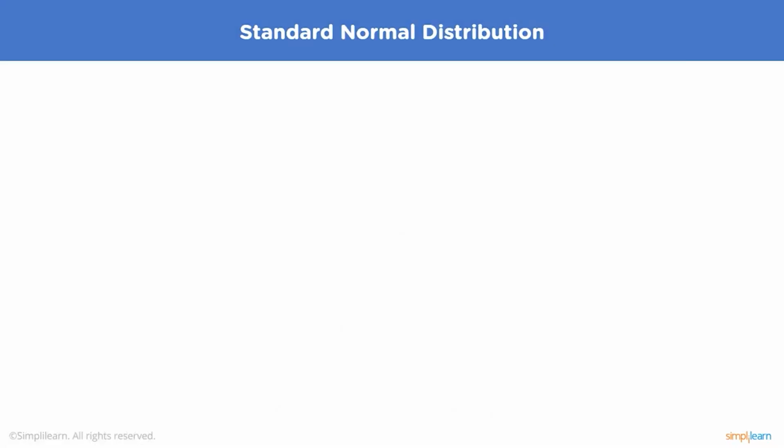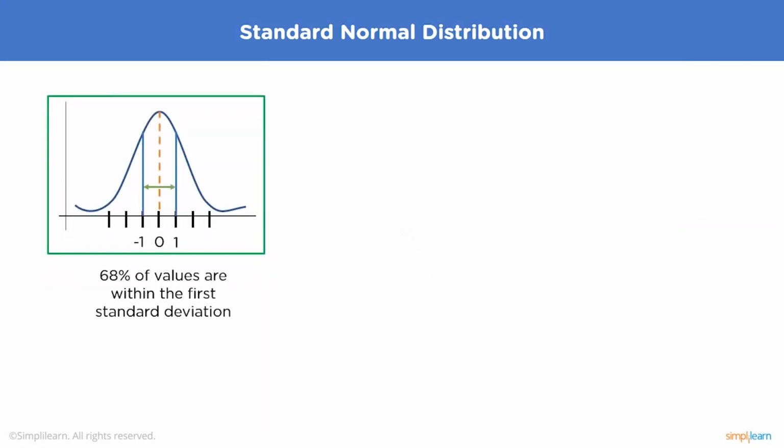Now, standard normal distribution has a couple of properties which makes calculation comparatively easy. The first one is that 68% of the values fall within the first standard deviation, which means that 68% of all data values on this curve will fall between the range of -1 to 1, or the first interval ranging from -1 to 1.